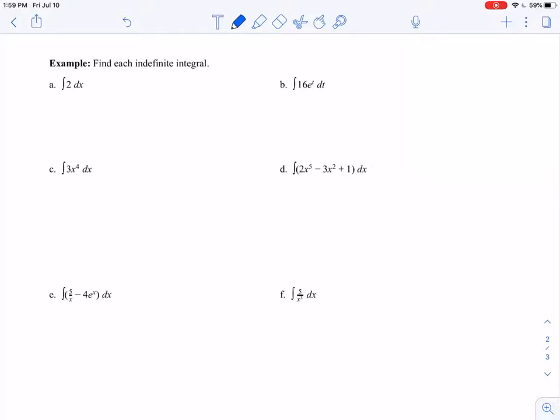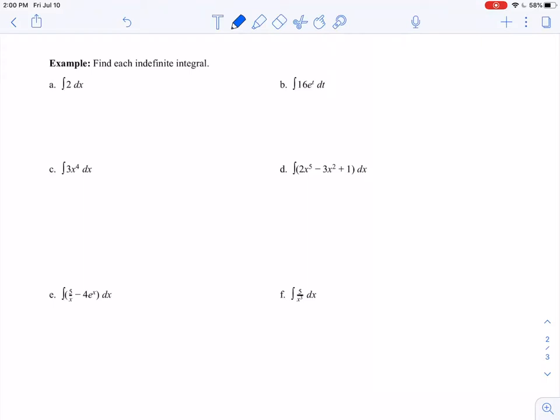We're now going to look at a bunch of different examples of indefinite integrals to see if we can wrap our head around this a little bit more. So for each of these, we want to just find the indefinite integral. We're going to start with the indefinite integral of 2 dx.